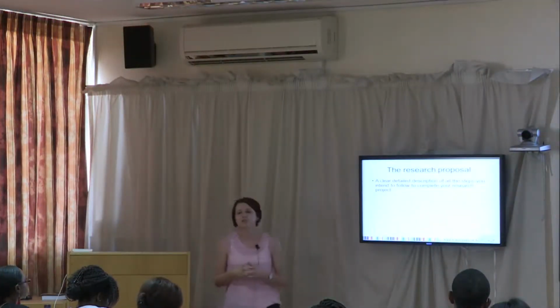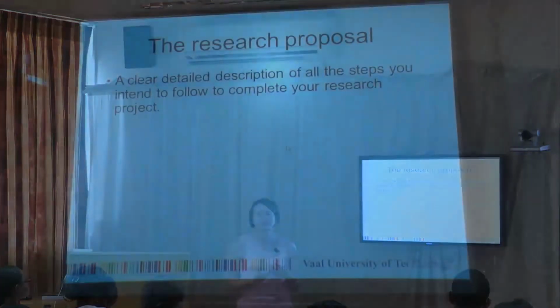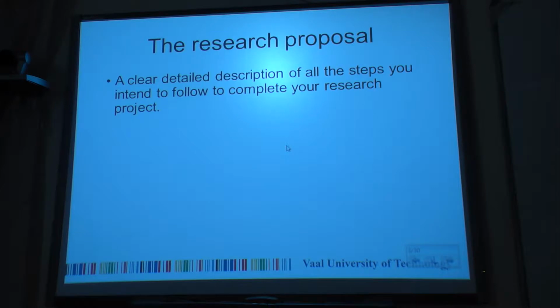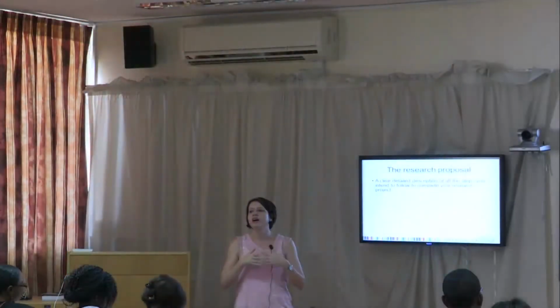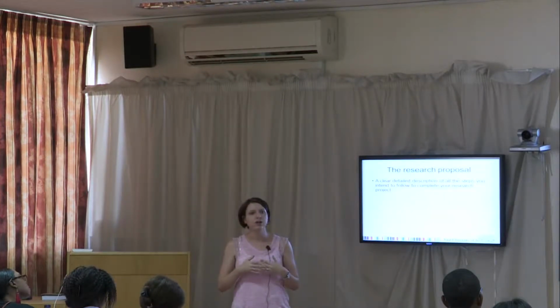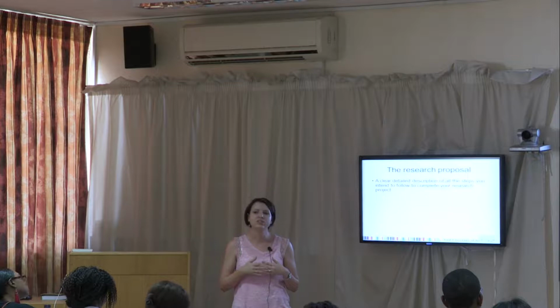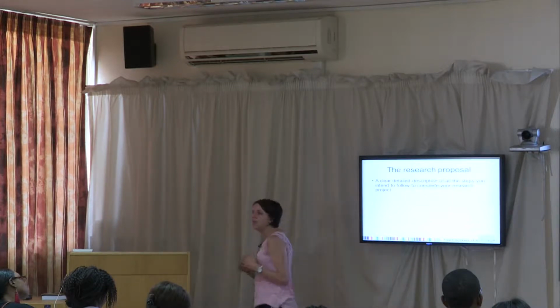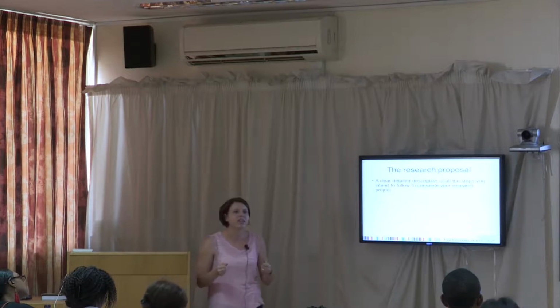Firstly, we need to know what is a research proposal. So I have referred to this concept before. The research proposal is your plan on how you are going to conduct your research. So there it says it's a clear, detailed description of all the steps you intend to follow to complete your research project. So you need to explain, starting with the title, what is the problem, what are your objectives, how are you going to find a solution for your problem. So in other words, the methods that you are going to use. All of this is contained in a problem statement. This is your plan. This is your Bible for your project. You can adjust it as you go along, but this is the first step.